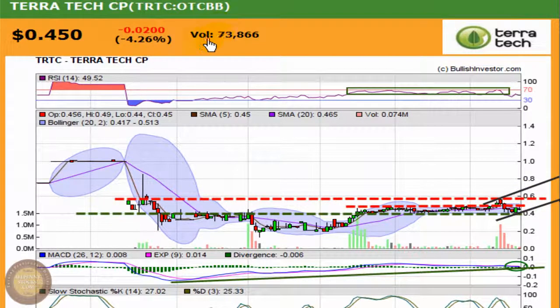This can be a pretty thinly traded stock sometimes, with only 74,000 shares traded on Wednesday. On the break of resistance points, I want to see this volume surge to help lend support to the idea that momentum is getting very strong and the trend is really strengthening behind the play. Those are the types of things that I'd be looking for in the TRTC chart.